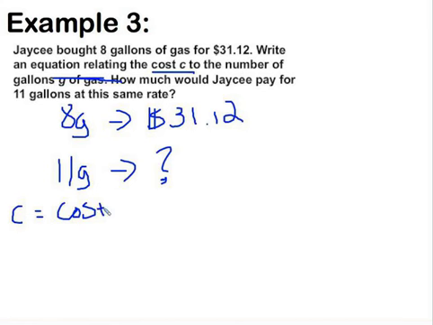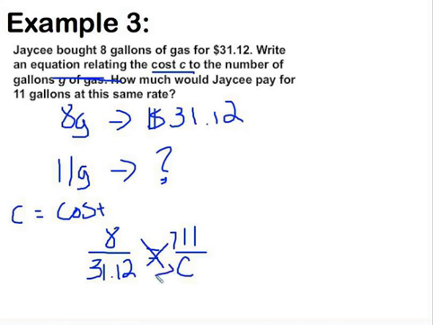Okay, so let's get a proportion set up. I'm going to stop talking for about 10 seconds to let you have a head start. Pause if you need to. All right, so I know that 8 gallons costs $31.12, and I'm looking to purchase 11 gallons, but I don't know how much that costs. So since I've set up my two equivalent ratios, I need to use cross products to find out what that unknown value is.